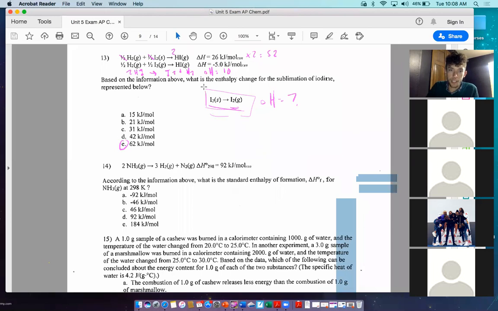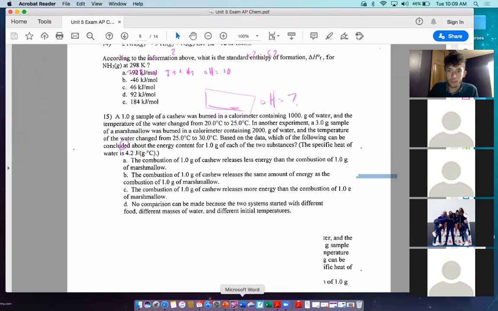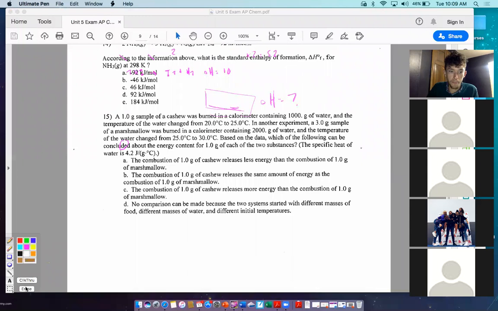So 13 was just a Hess's law question. Multiply the top reaction by 2, multiply the bottom one by 2, and flip it. And you'll get letter E once you add those together. Okay, questions 14 and 15. Isn't everyone just having so much fun? Okay, 14.